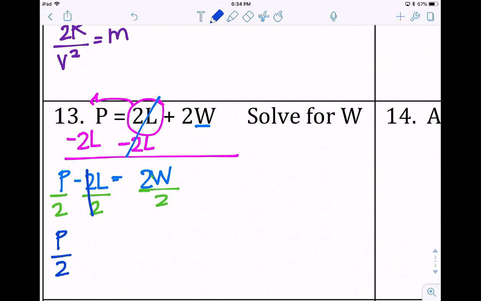That minus is still there, so it's going to be a minus l equals, right here, that 2 divided by 2 also cancels. 2 divided by 2 is 1, and so we're just left with w. So we got w by itself, right? That was the point, is to get that w by itself. So w is equal to p divided by 2 minus l.